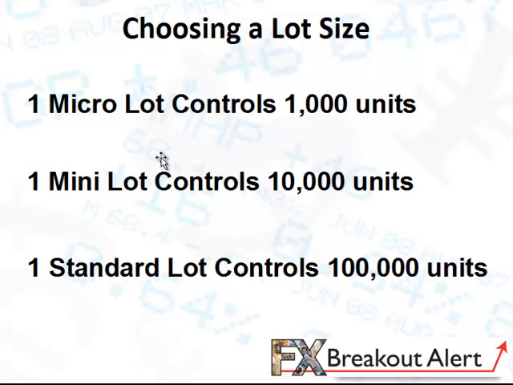The more units you control, the more leverage you are using, and the more money you have at risk. So you should only trade standard lots if you have more than $100,000 in your trading account. If you have less than $100,000 but more than $10,000, you could trade mini lots. And if you have less than $10,000 in your trading account, you should be trading micro lots.